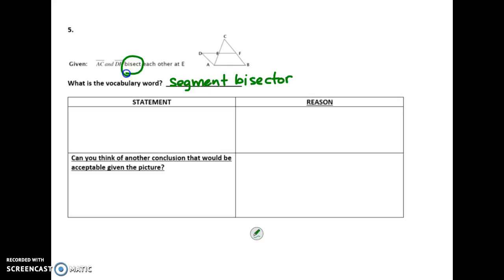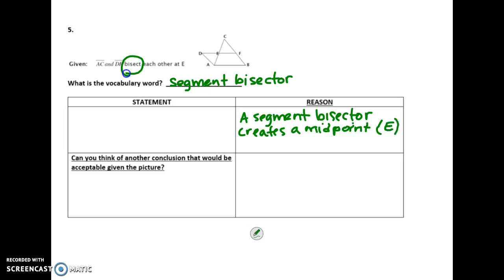So in the reason statement, you will write: a segment bisector creates a midpoint, and in this case the midpoint is letter E, so I'm going to put that in parentheses. So a segment bisector creates a midpoint E and 2 equal parts. If you have a vocabulary word, you need to restate the definition in the reason, and you write it as a sentence. A segment bisector creates a midpoint and 2 equal parts.